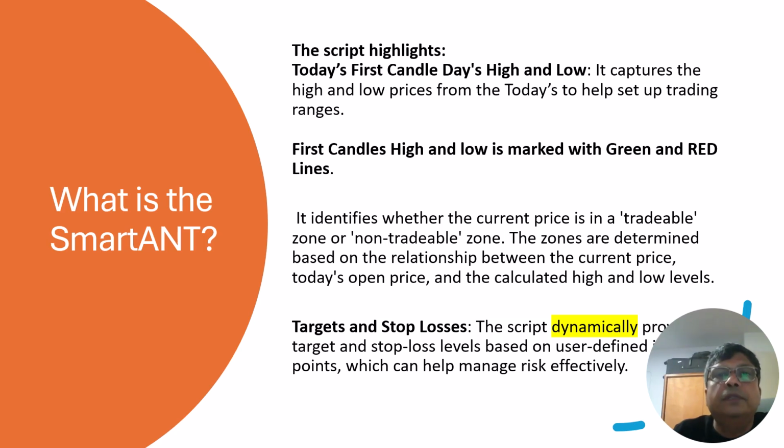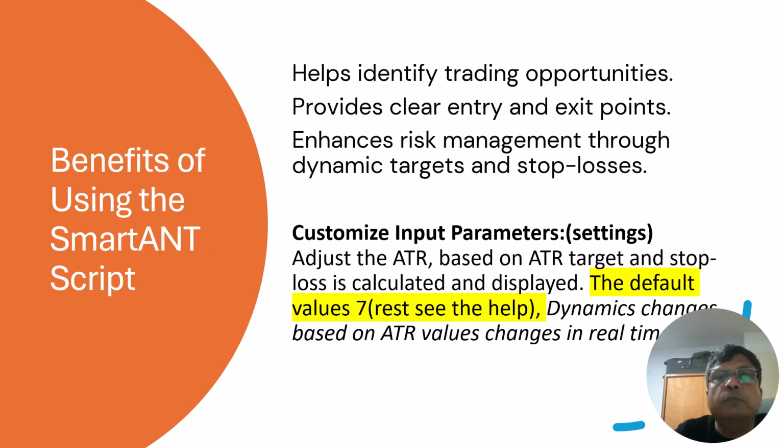The SmartANT script highlights the high and low of the first candle of the day, marking these levels with distinct colors for easy identification. This visual cue helps traders determine whether the current price is in a tradable or non-tradable zone. Additionally, it dynamically calculates the target and stop loss level based on user input, which is essential for effective risk management in trading. Utilizing the SmartANT script offers several advantages for traders.